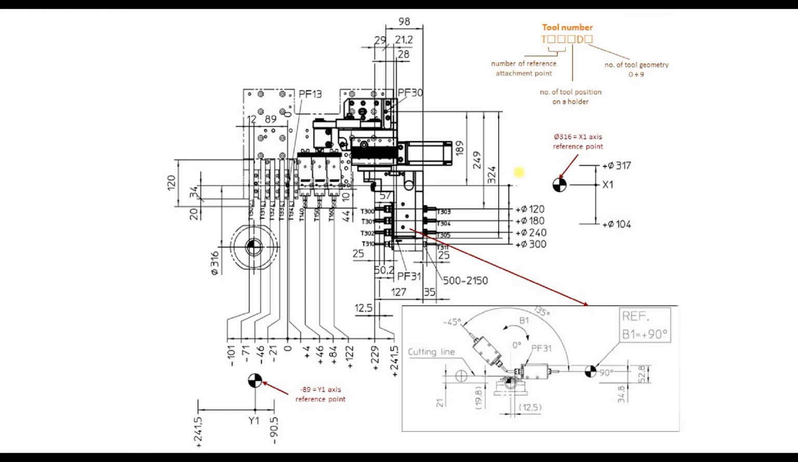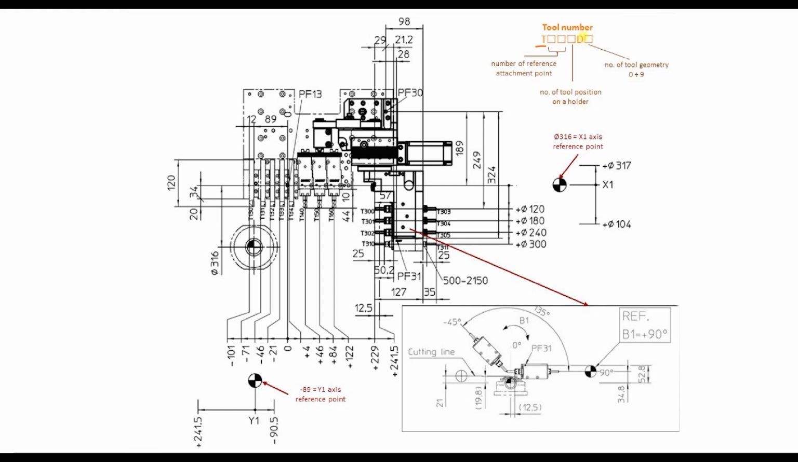The principle to create tool number is very simple. First, it is character T, like tool, followed by 3 digits. The first 2 digits are number of reference attachment point, and the last 3rd digit is number of a tool position within a holder starting from 0.